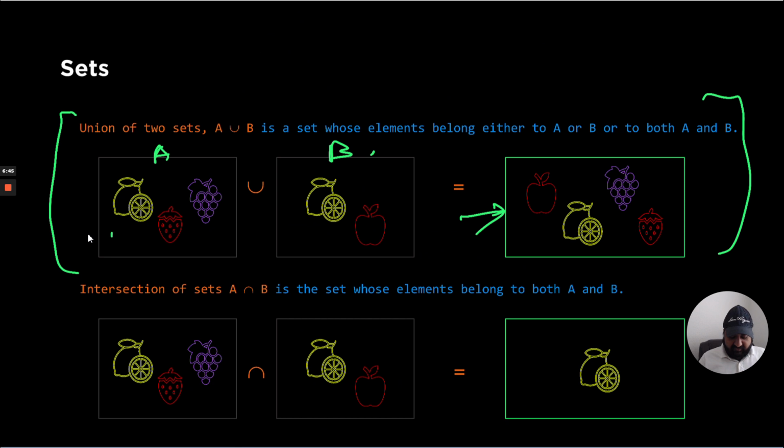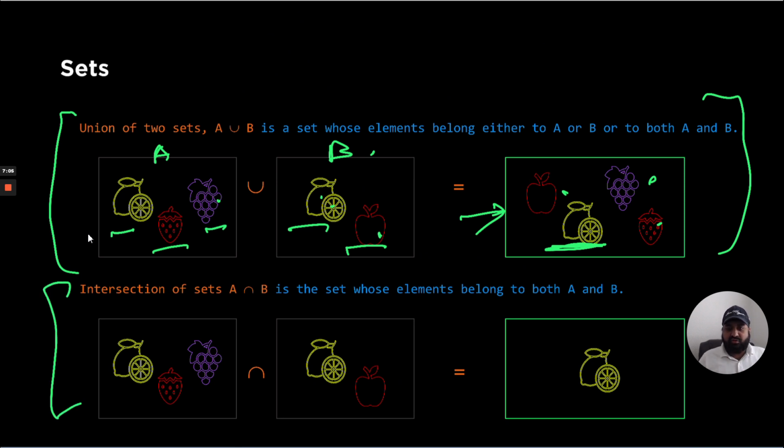So in this case I have lemon, strawberry, grapes, lemon and apple. You can see lemon has two copies, but it only has one copy in the final set. Strawberry is there, then grapes is there, and then apple is there. So that's how it's going to be.